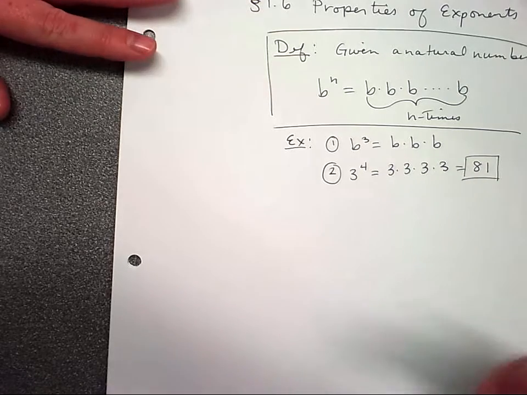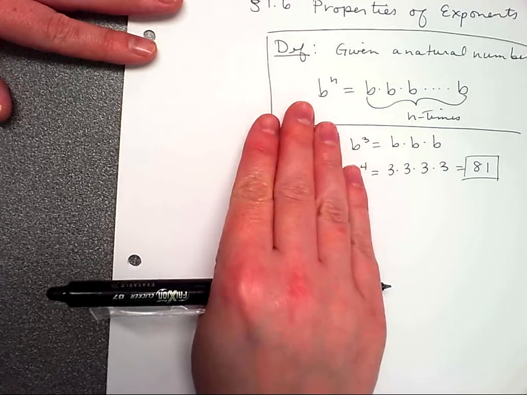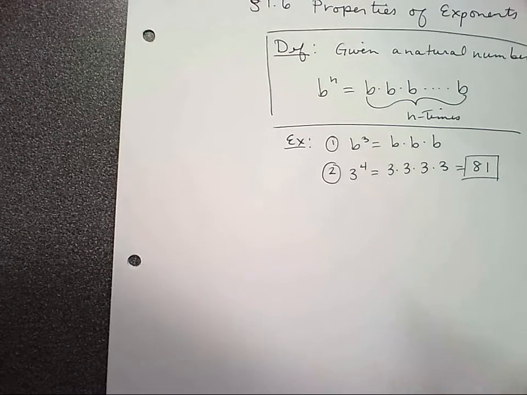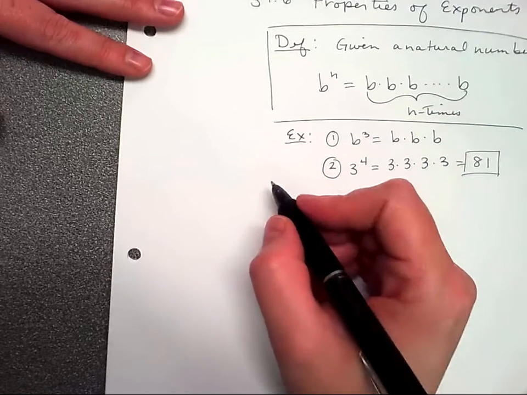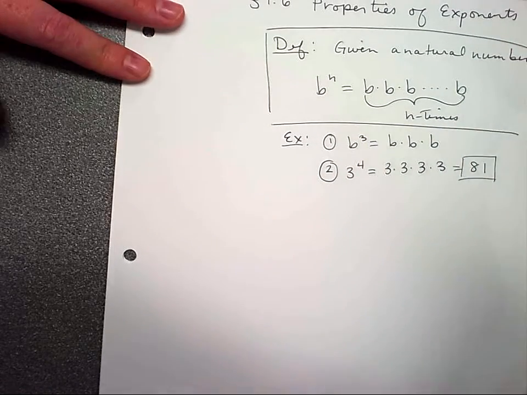Okay? So this is a definition for exponents, right? We write x squared all the time. x squared is x times x, right? So let's do some rules.